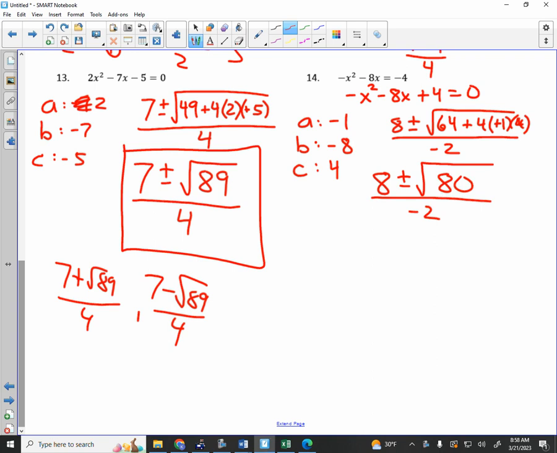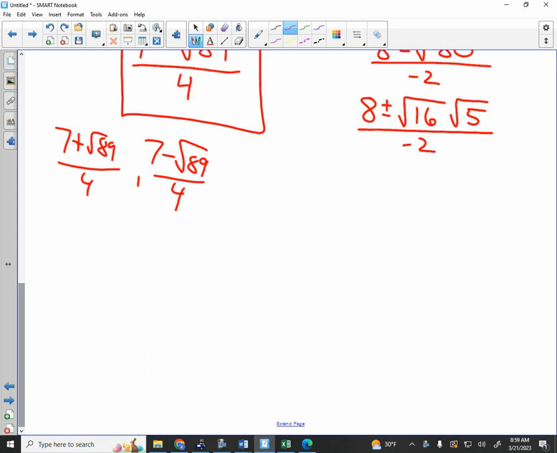Is 80 a perfect square? No, it's not. What is the perfect square that divides evenly into 80? Raleigh's got 16 and 5. He's correct. Root of 16, root of 5, over negative 2. What is the square root of 16?